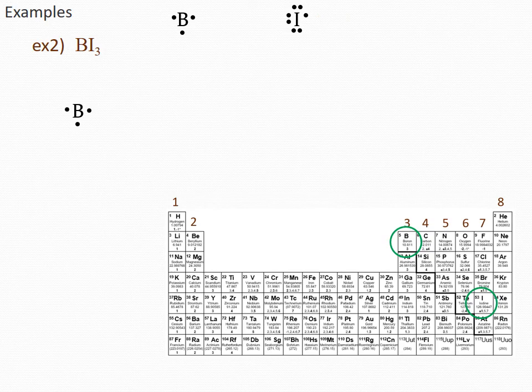So I will put B into my diagram first, and I will put an I in each one of boron's single electrons.